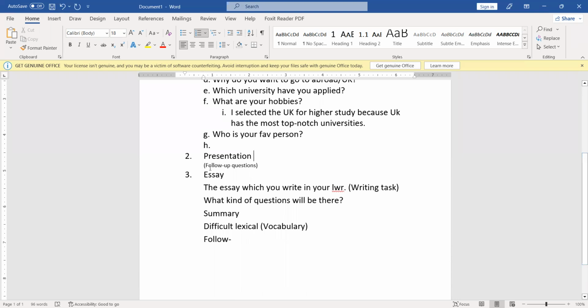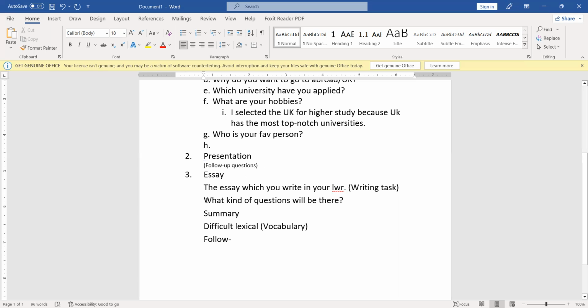Then we have a presentation, and in the presentation the examiner may ask about the view you presented. He or she may ask why you support that, what you think, and what the drawbacks are of the thing, of the place, of the pet which you described. So these kinds of questions could be asked.